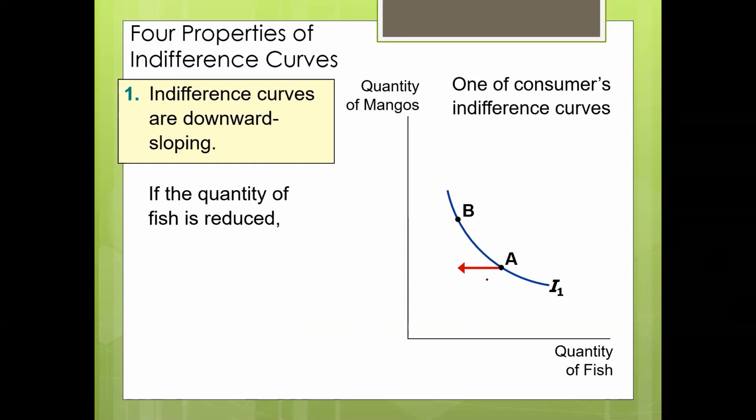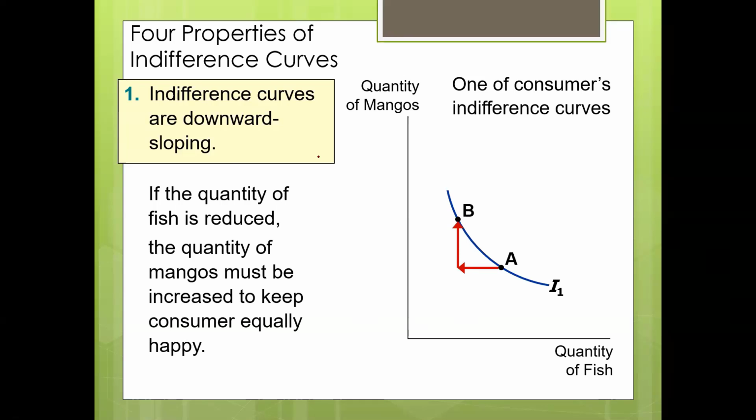So he will be equally happy if you give him some of the mangoes. Okay, so if the quantity of fish is reduced, the quantity of mangoes must be increased to keep the consumer equally happy. So it means that if the utility on the I curve is same, we already know that utility of A is equal to utility of B, even though the bundles are not same. So if the fish in bundle A is reduced, we should give him some of the mangoes so that he can climb back to the original indifference curve.